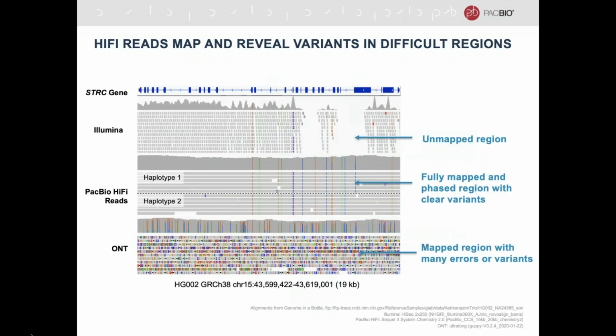And looking at how those HiFi reads map, so this is the STRC gene. You can see that with short read data, you have a lot of unmapped regions, so you're not going to be able to call those variants in that area. And then with ONT, you can see that it does map to that region, but there's a lot of errors in there, so you don't know which variants in there are real. With PacBio HiFi reads, not only can we fully map to that region, but also to phase those variants. So it's going to give you a really clear picture of your genome and be able to call those variants accurately.